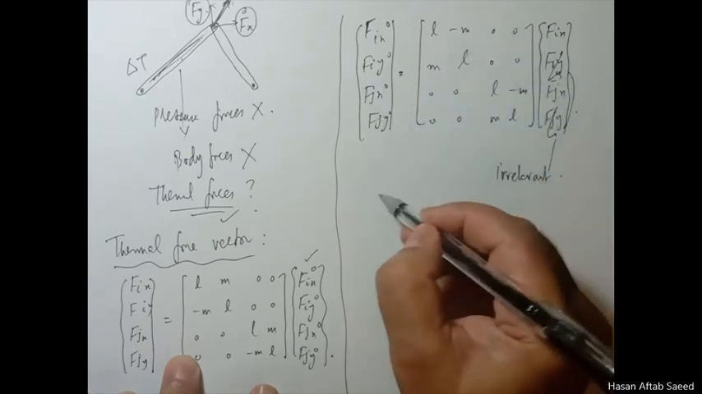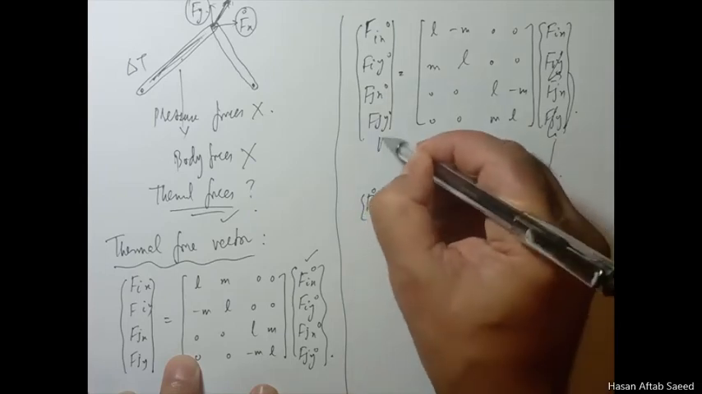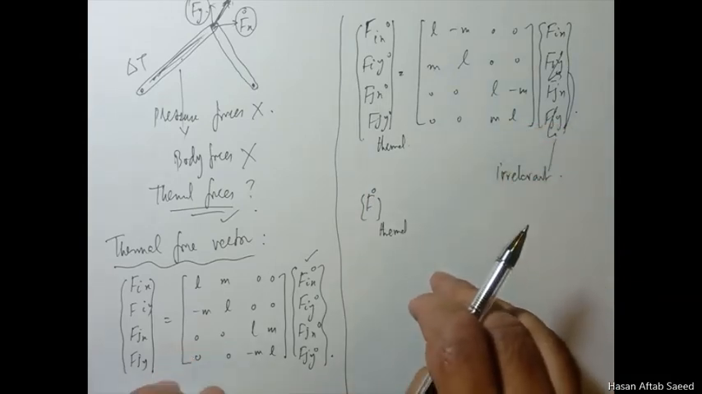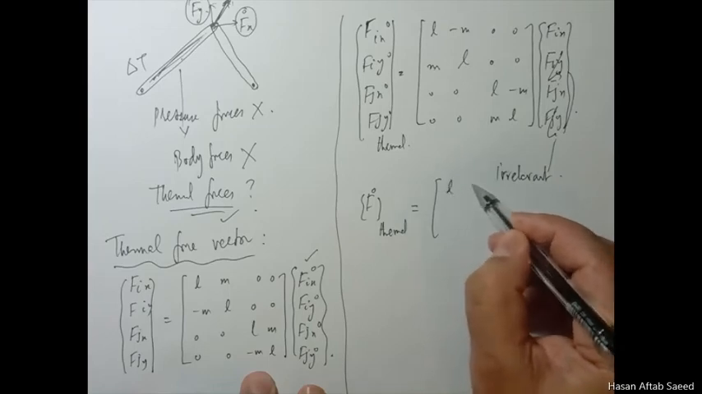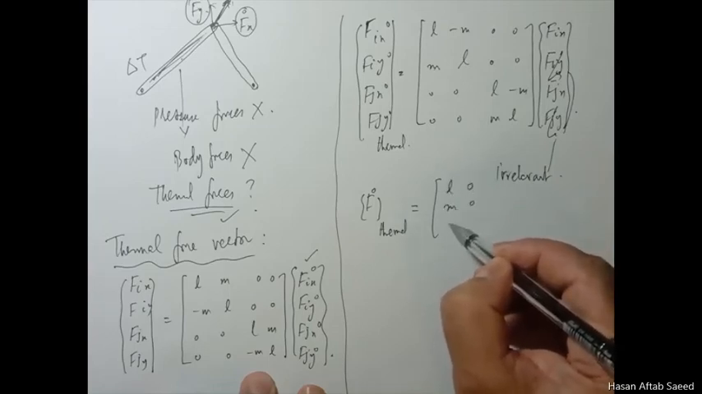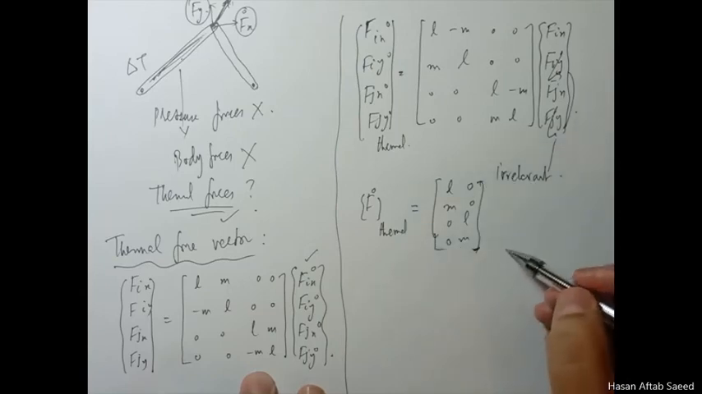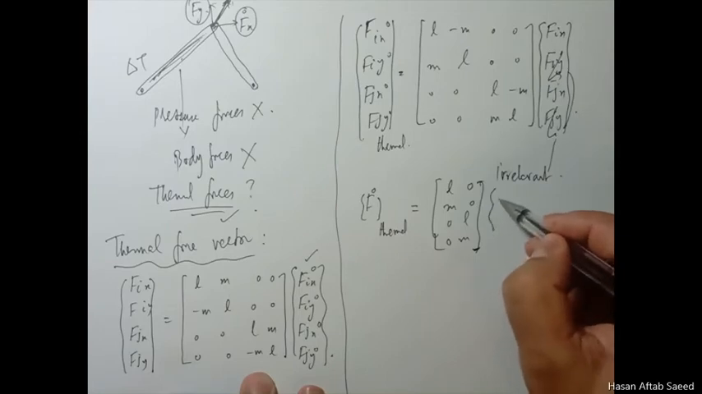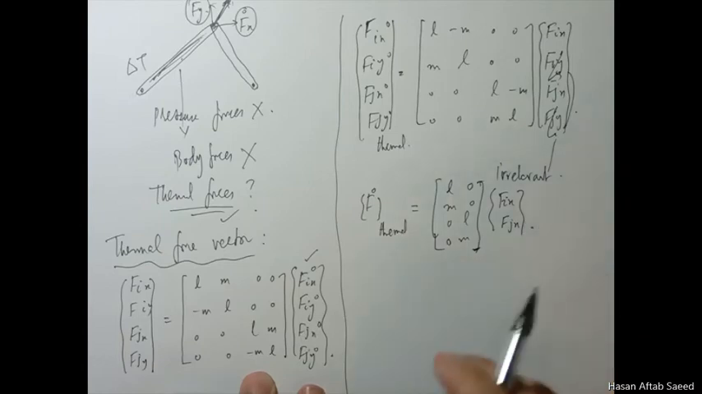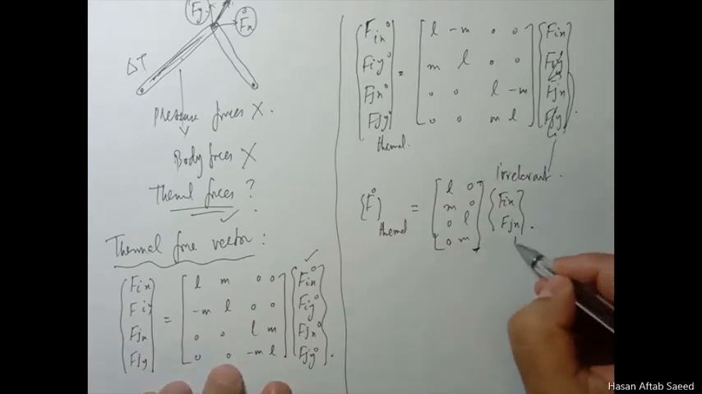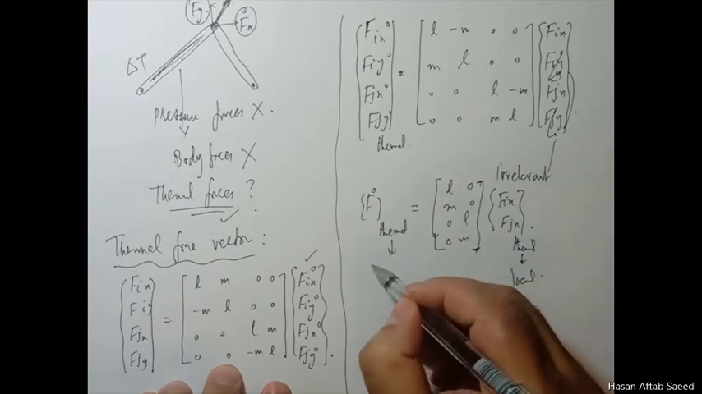So I can just write it F naught, let's specify thermal here too, and it will be nothing but L0 M0 0 L0 M. I've just taken these two columns out, and here I have Fix and Fjx. Now this is again thermal in local coordinates. This is thermal in global.